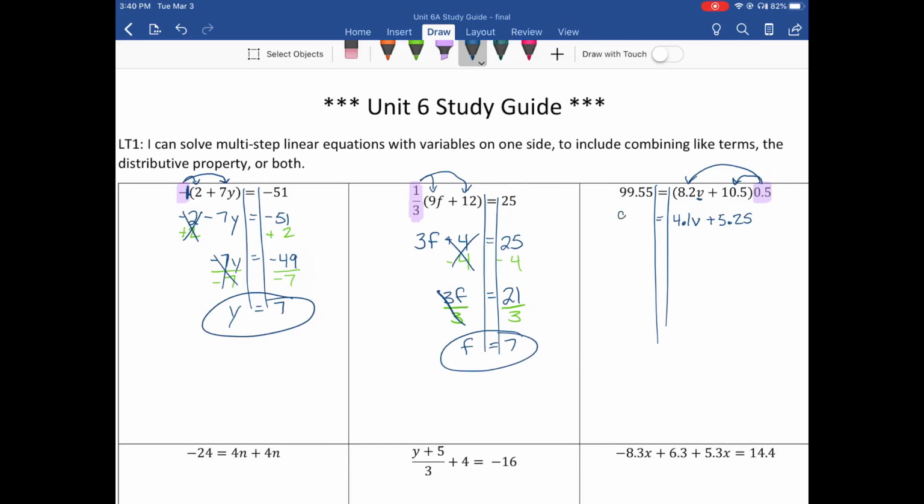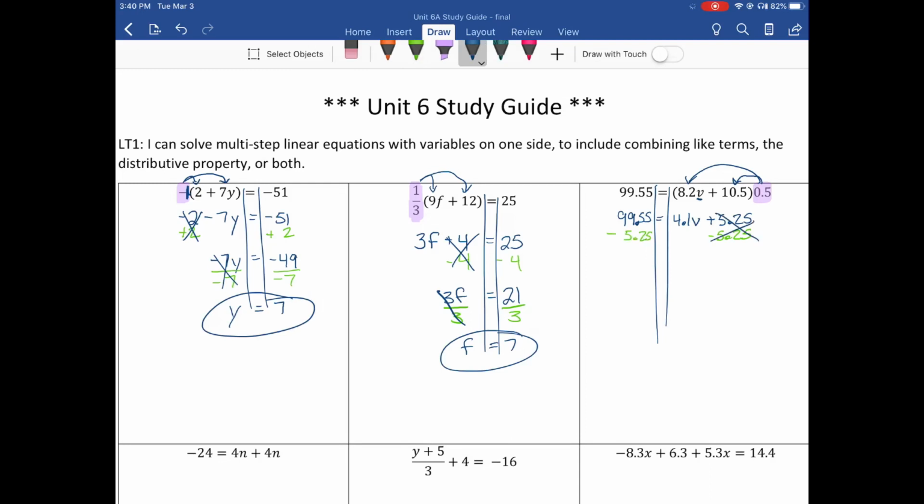And then it's still equal to 99.55. And then we follow the same steps. We don't want a variable and a constant on the same side, so we're going to get rid of that 5.25. And what we do to one side, we have to also do to the other.